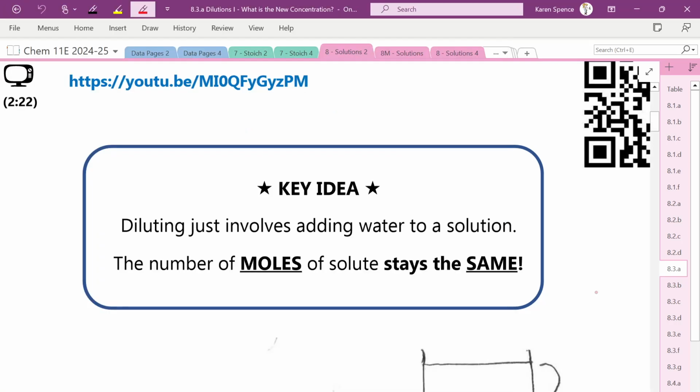Start recording. Good stuff. The key idea of dilutions is that it only involves adding water. And if you just add water, the moles of solute will stay the same.